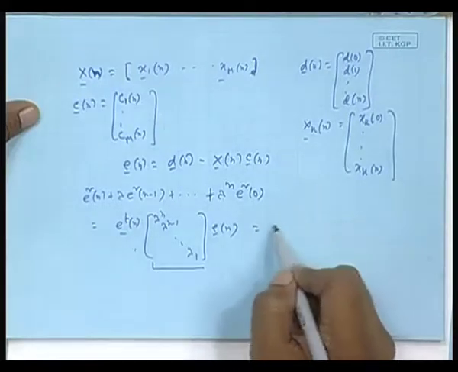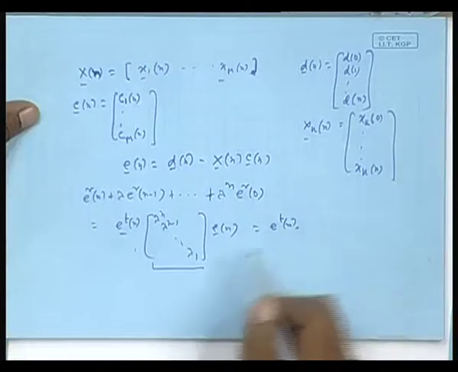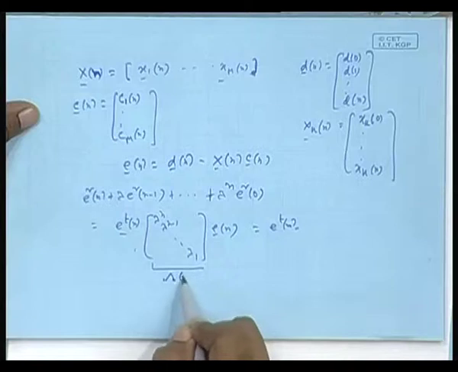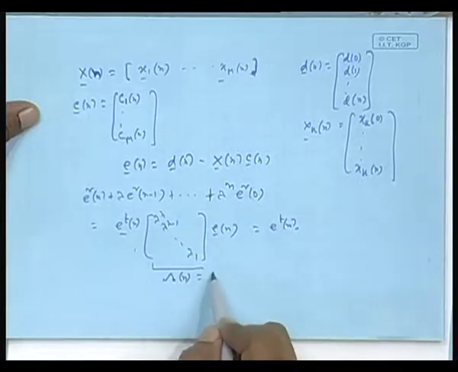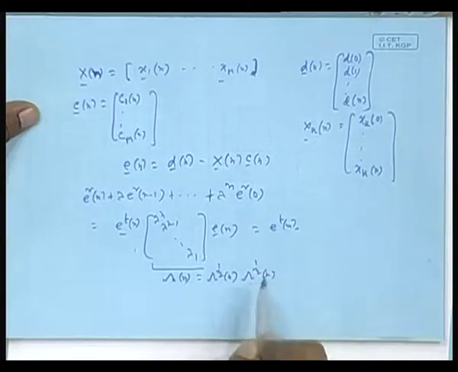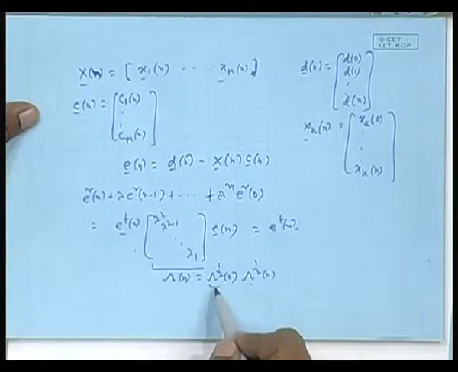Anyway, we don't need E transpose n. This matrix I can say can be written as lambda half n, lambda half n. You can define this as one matrix; this is just a notation. What is this? This is a diagonal matrix.